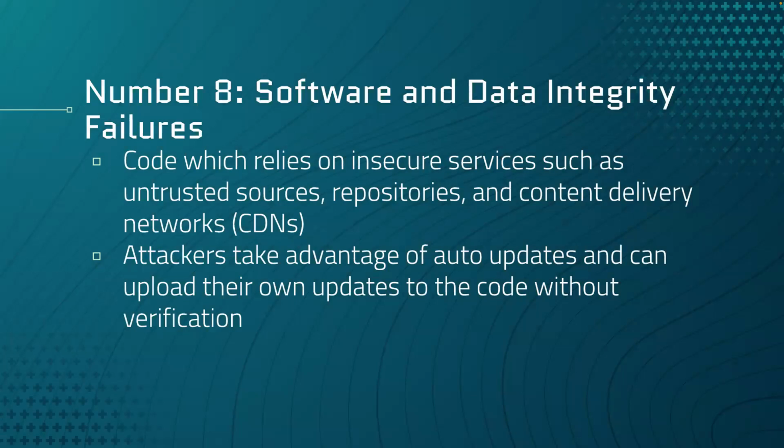So number 8, and I do have to wrap up quickly because I have to go in a few minutes. Number 8, software and data integrity failures. So code that relies on other services that might be vulnerable. Even though they're a trusted source internally, if they don't have a security analyst and good security practices, they can be a security risk for you because they have access to APIs and certain things on your own servers.